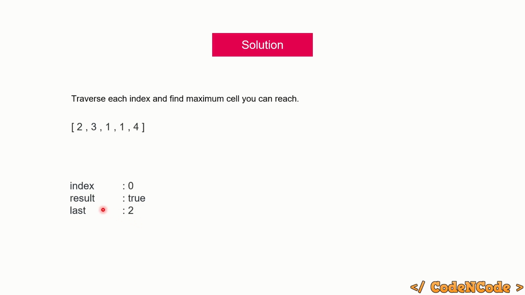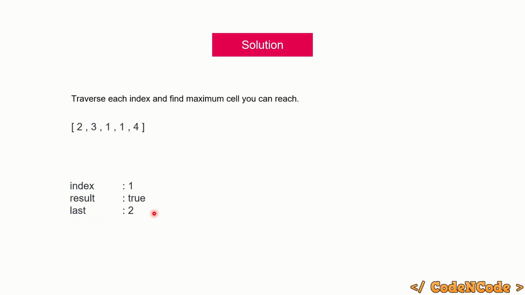Now increment index. If index anytime goes beyond last, that is invalid. That means that index is not reachable. This represents your maximum reach and the indices that are reachable.